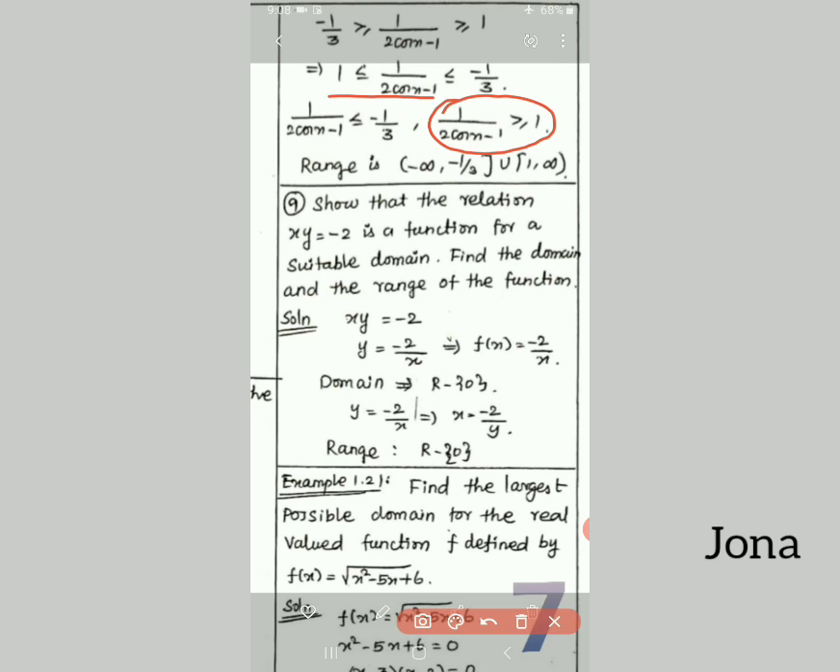So from these two I can conclude this. The minus 1 by 3, 1 by 2 cos x minus 1 less than or equal to 1 by 3 is nothing but that 1 by 3 must be that maximum value in the negative side. So that I can say this is minus infinity comma minus 1 by 3. This is the open bracket and this is the closed bracket. Closed bracket means we have to include this element also. So this range is minus infinity comma minus 1 by 3.